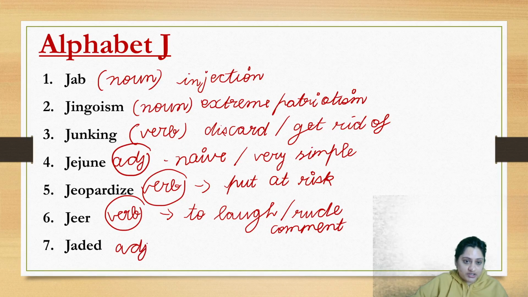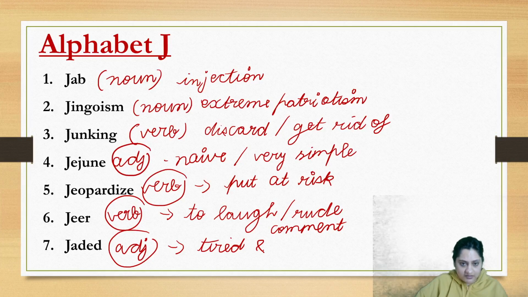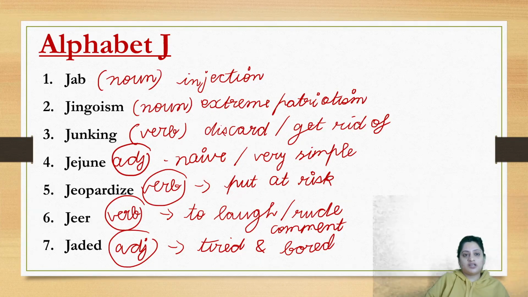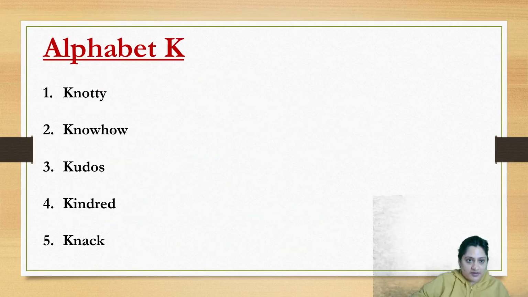Jaded as an adjective means tired, faded, tired and bored after doing the same thing for a long time without a break. So you are jaded when you continuously try to study, but you become bored after a long time. You have been preparing and now you are jaded. You're tired and you're bored. Without having a break, you did something for a long time and now you are jaded. Moving to the next alphabet, K.